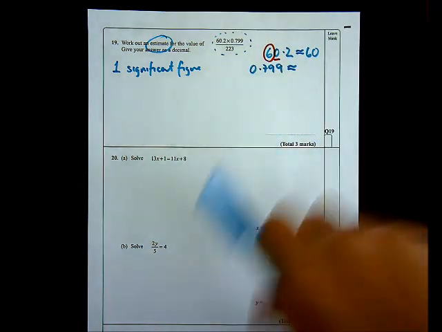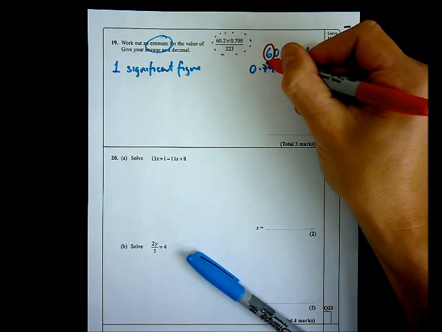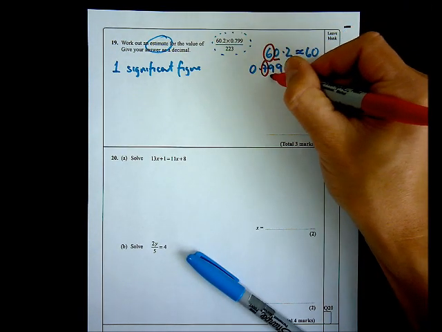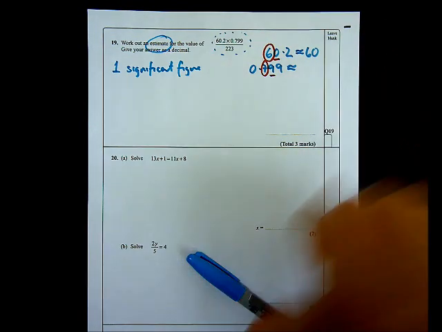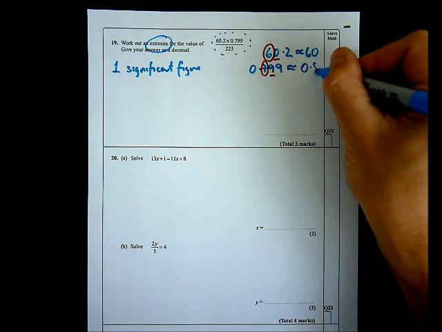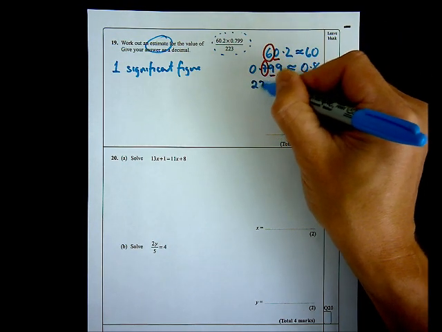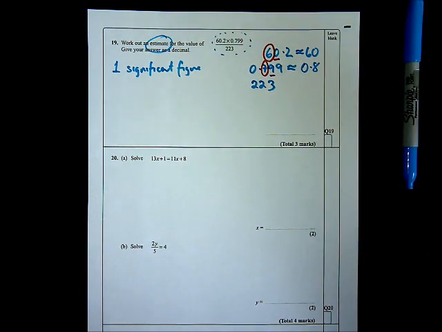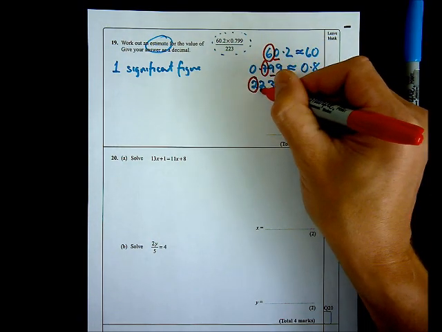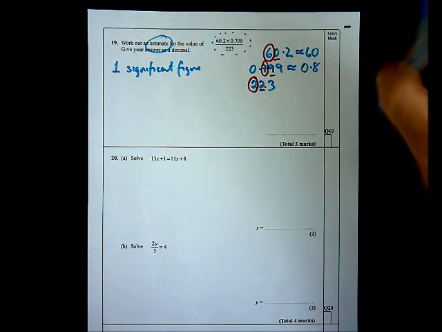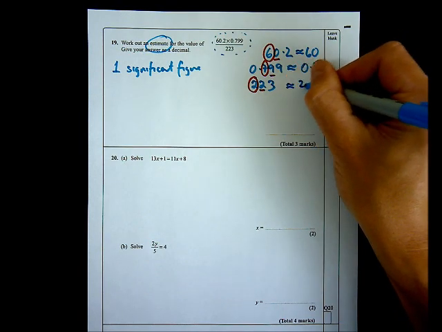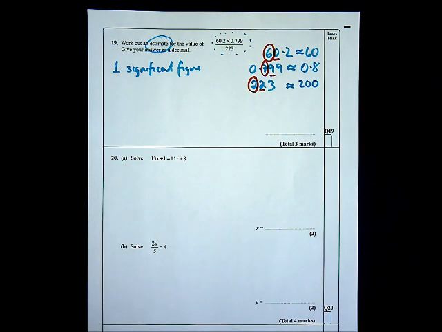So 0.799 would be to one significant figure, the first non-zero number. Well, the 9 will make that go up to an 8, so that's going to be 0.8. And then I've got 223. Well, there's the first significant figure. The 2 is going to leave it as it is, so it's going to round to 200. So now I'm going to do the calculation.